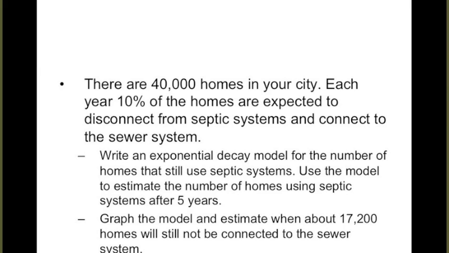There's 40,000 homes in your city. Each year, 10% of the homes are expected to disconnect from septic and connect to sewer. Write an exponential decay model for the number of homes that still use the septic system. So to write our model, we're going to use the A, 1 minus R to the T.